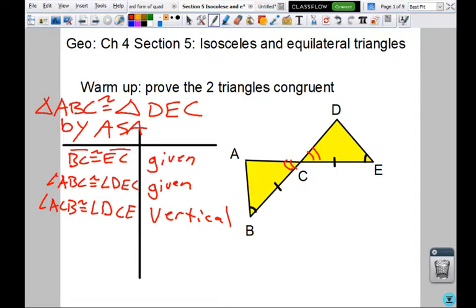So today we're going to be looking at some isosceles and equilateral triangles.